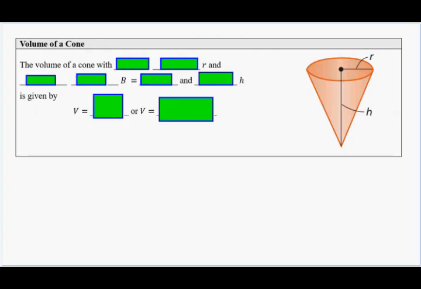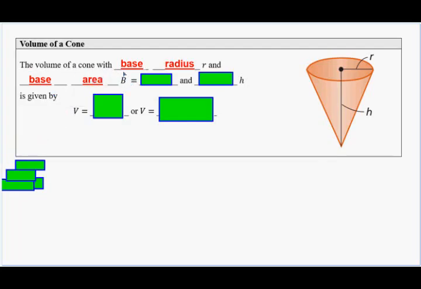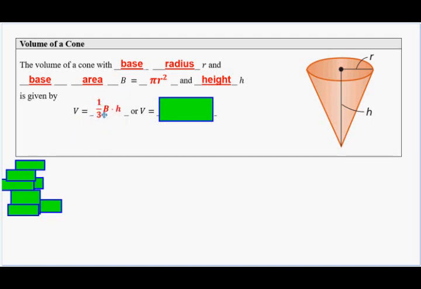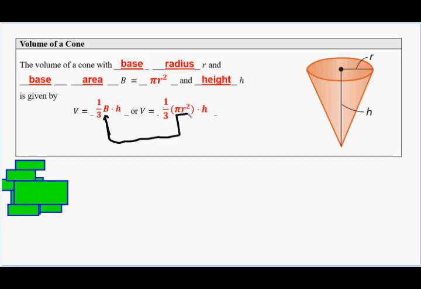So the volume of a cone here with base radius r, so our base is a circle, of course it's going to have a radius, so our base radius is r, and our base area, capital B, would just be pi r squared. And the height of the cone is h. The volume of our cone, this should look familiar, is 1/3 area of the base times the height. Again, this is just like what we saw for the pyramid, 1/3 area of the base times the height. But in this case, the capital B, area of the base, we can replace with pi r squared because our base is just a circle.